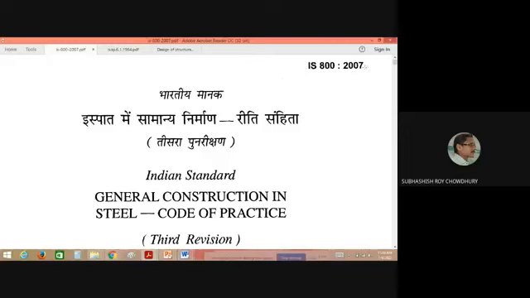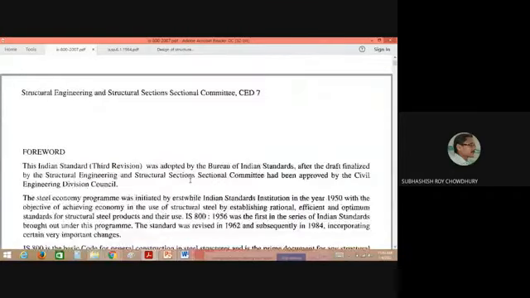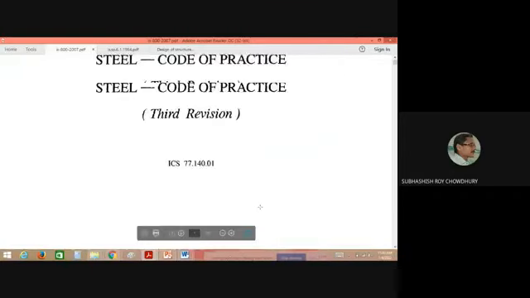Just like IS 456, you have seen that the reinforced concrete structural component cannot be designed without following the guideline of IS 456. Here also, at every step of designing the steel structure, you will require the help of this particular IS code, IS 800-2007. So this is the code. I will tell you during my discussion, but at this moment I am telling that you have to keep this copy.